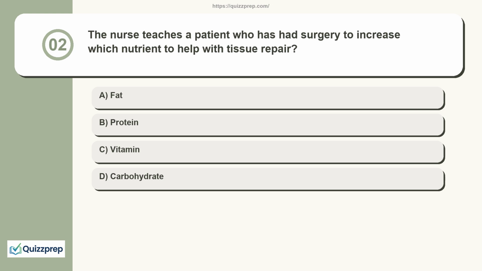Question 2. The nurse teaches a patient who has had surgery to increase which nutrient to help with tissue repair? Fat, protein, vitamin, carbohydrate.